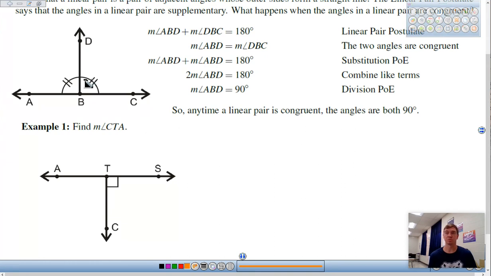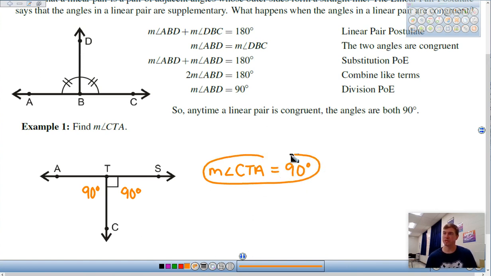In other words, this ray would be perpendicular to line AC. It says here, find the measure of angle CTA. Well, it is a linear pair. This one's marked as 90 degrees. So we know they're supplementary and that the other one would have to be 90 degrees. Measure of angle CTA is equal to 90 degrees.